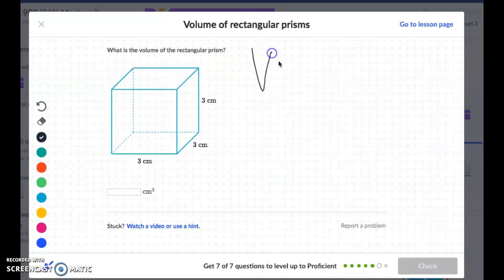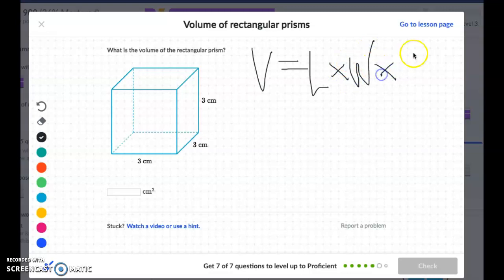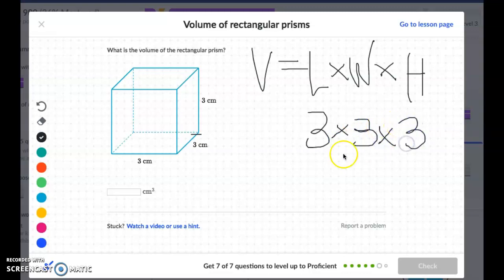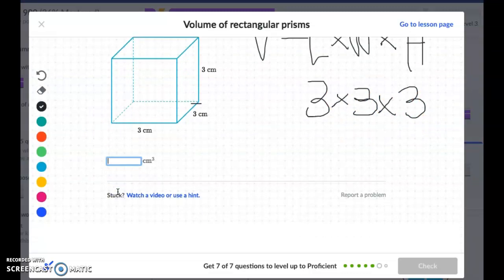Okay, volume equals length times width times height. So the length here is 3. The width here is also 3. We've got a cube going on, and then our height is also 3. So my volume is going to be 3 times 3, which is 9, times 3 is 27.